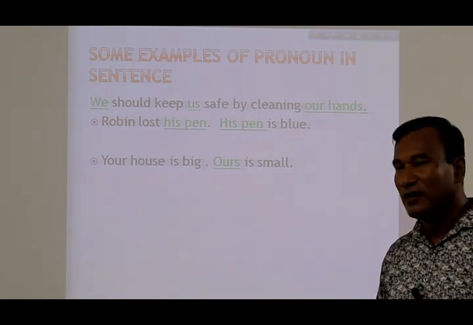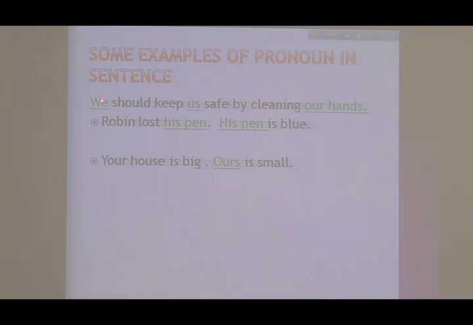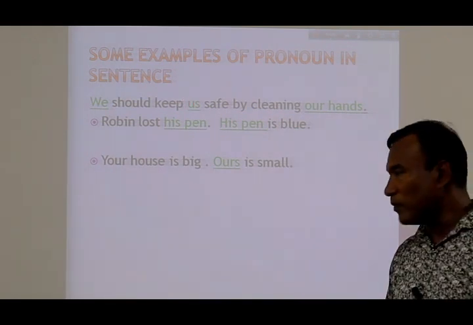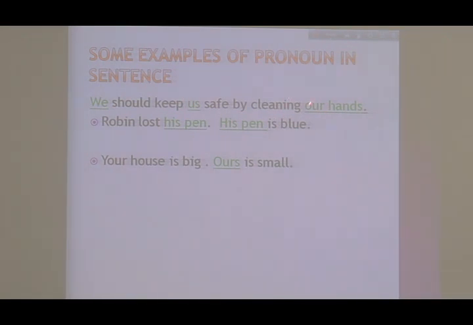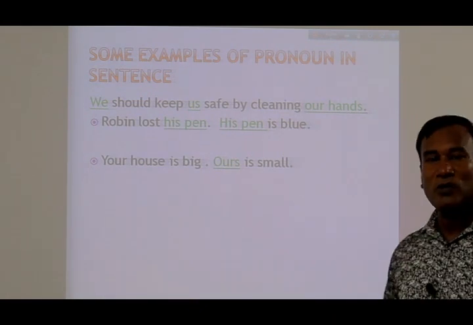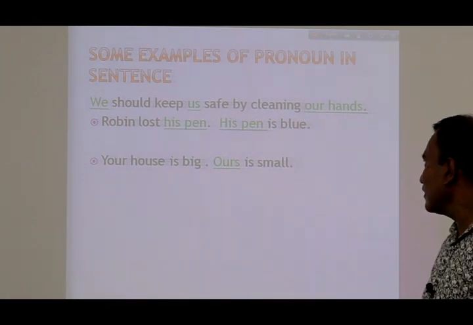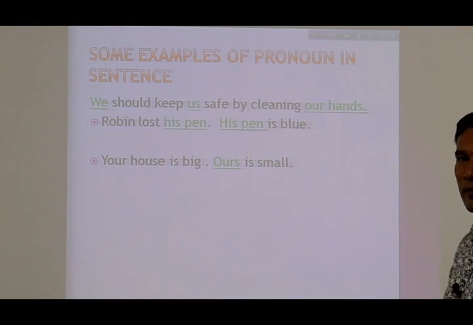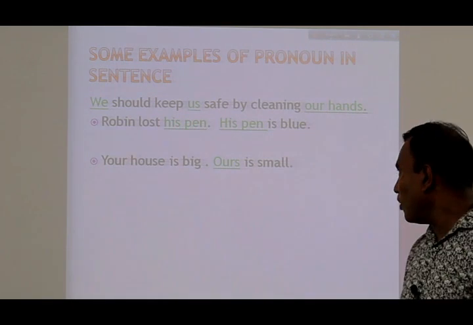So you see, we is used only as subject, us is used only as object, but our can be used both as subject and object. His pen also can be used as subject or object.